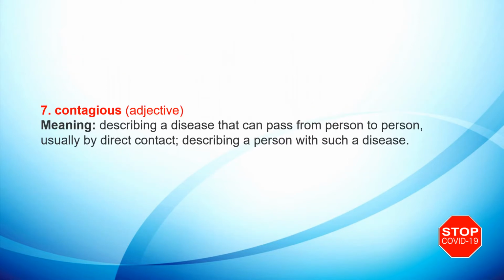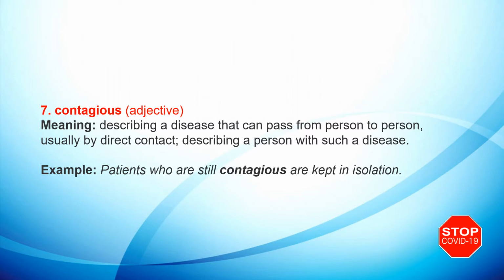Number 7. Contagious. Contagious, as an adjective, meaning describing a disease that can pass from person to person, usually by direct contact, or describing a person with such a disease. For example, patients who are still contagious are kept in isolation.